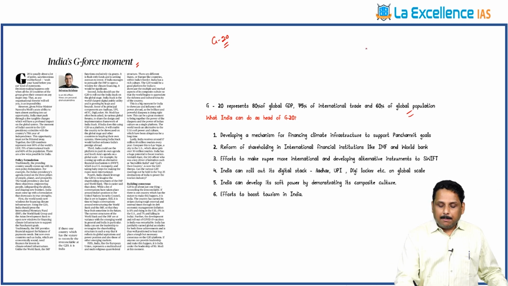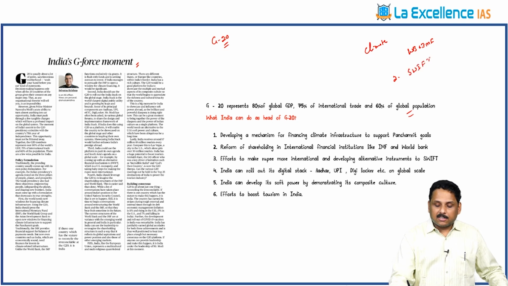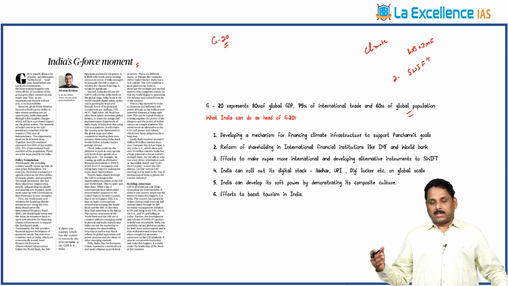One is climate financing. Climate infrastructure financing does not have proper support today. India can use its position to improve climate financing, and the World Bank and IMF can be important sources of it. Second, India can also use its power to bring changes in the composition of the World Bank and IMF. And third, most important, alternative financial structures to SWIFT, especially for international cash transfers, can be developed by India.